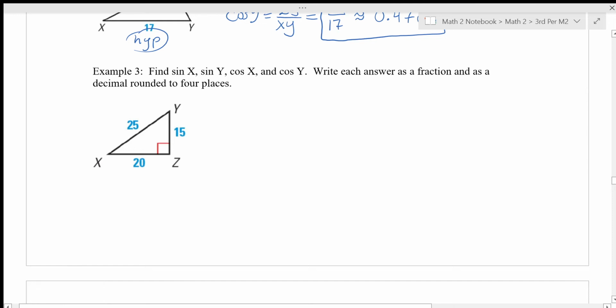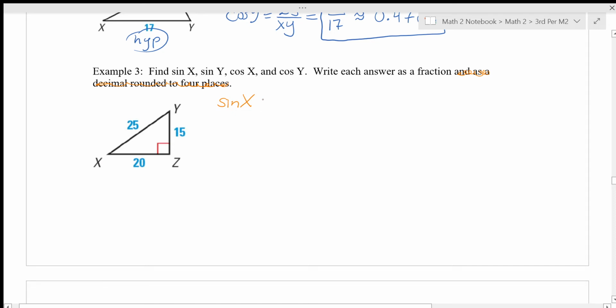Okay, so example 3 here is to find the sine of x, sine of y, cosine of x, and cosine of y. Write each answer as a fraction and as a decimal rounded to 4 places. I'm going to go ahead and cross this part off. We're just going to write the answer as a fraction, because I want us to notice something here. So we're going to first do sine of x.